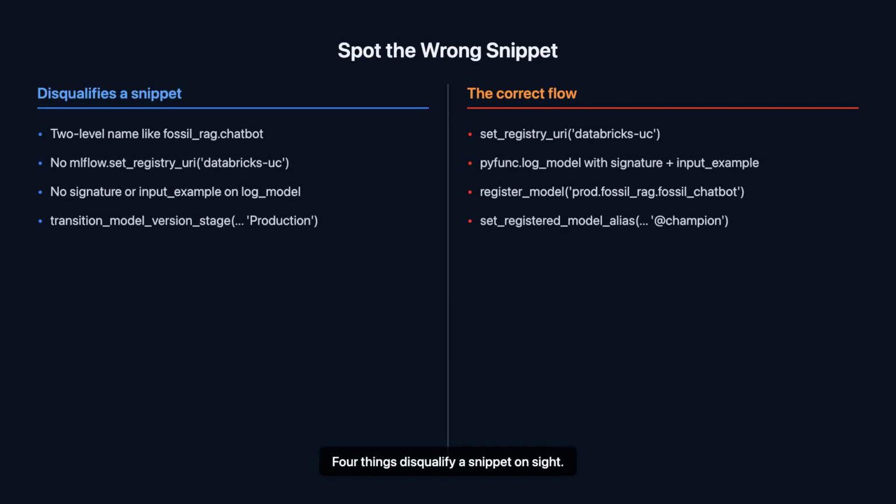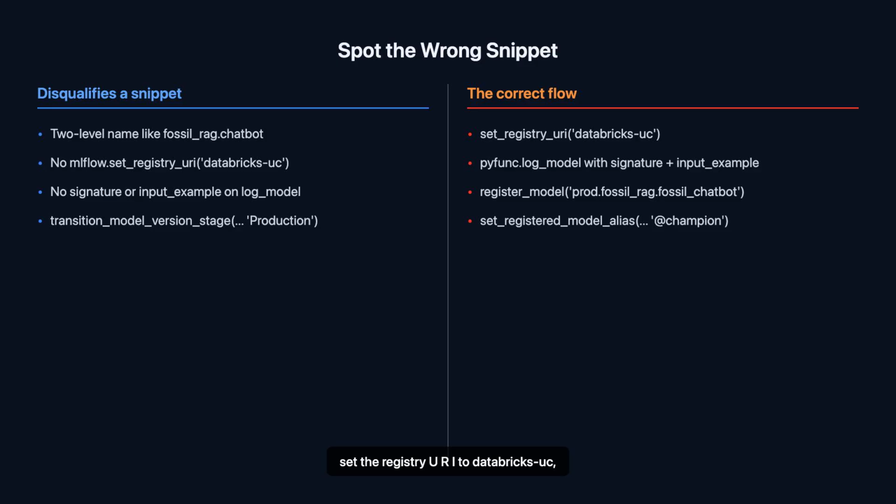4 things disqualify a snippet on site: a 2-level name like fossilrag.chatbot, missing the catalog, a missing call to MLflow.set_registry_uri pointing at Databricks UC, a log model call with no signature or input example, and anything calling transition_model_version_stage. The correct flow has all 4 moves.